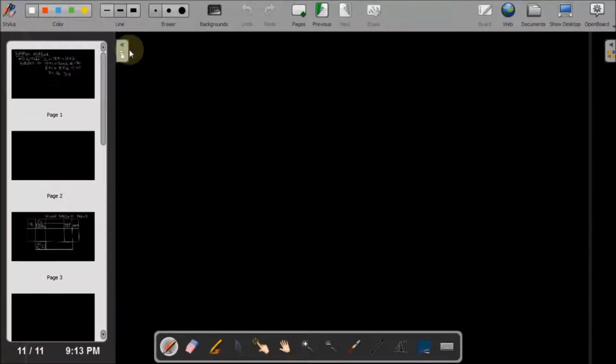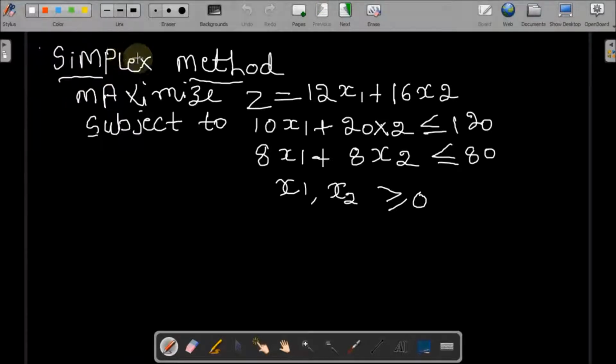In this video I am explaining how to solve an LPP, linear programming problem, using the simplex method. This is my problem, and you can see this is the maximize case. In the next session I'm going to explain the minimize case also.